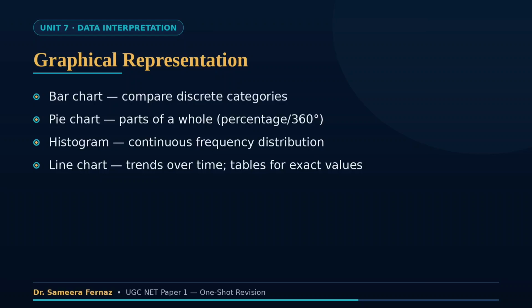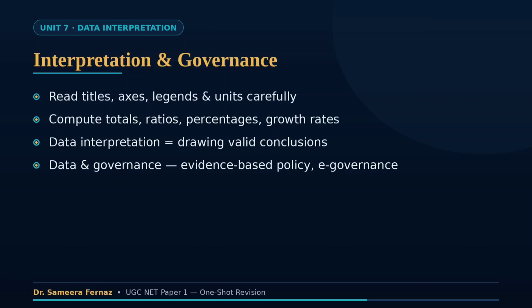Know your chart. A bar chart compares categories. A pie chart shows part of a whole using percentage. A histogram shows continuous data, and a line chart shows trends over time, while a table gives exact values.